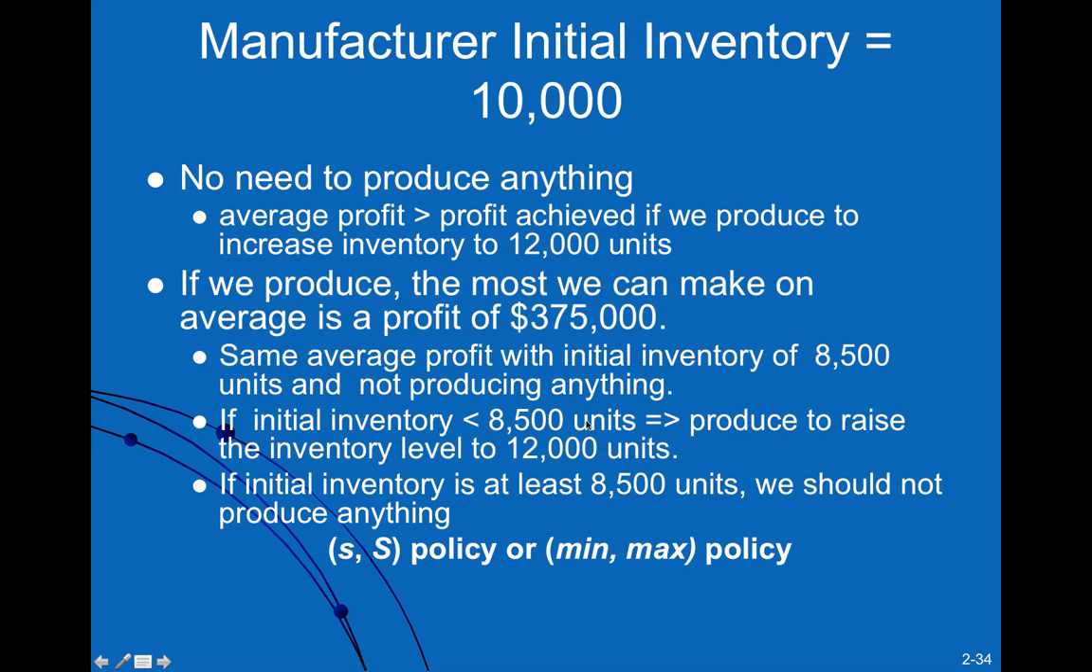Okay, and that's called an (s, S) policy or min-max policy. The maximum that you produce up to is 12,000, and the minimum point at which you will decide whether or not to produce is 8,500. That's the point at which you will decide, and at less than that you will continue to produce. Okay.